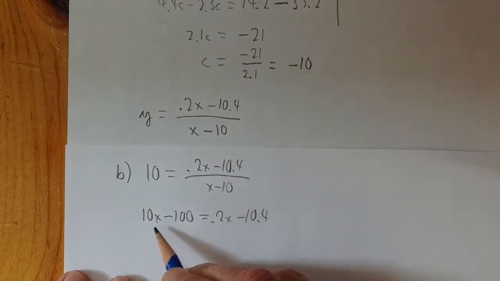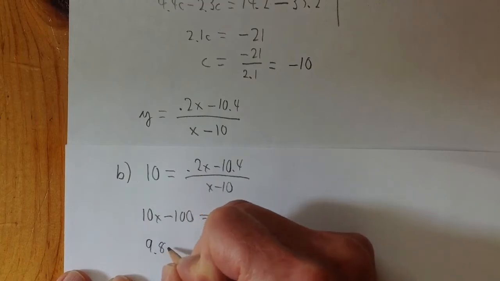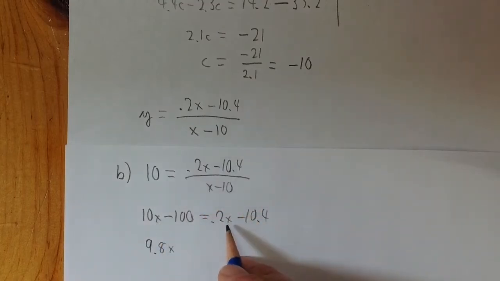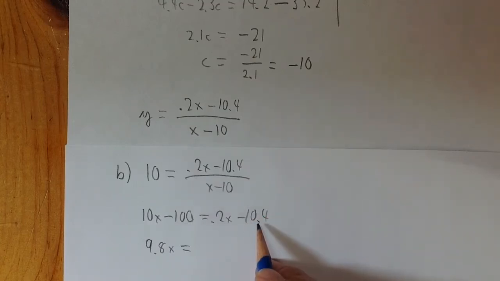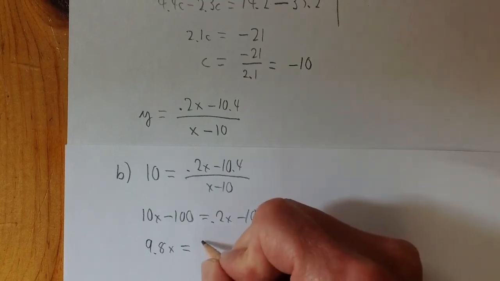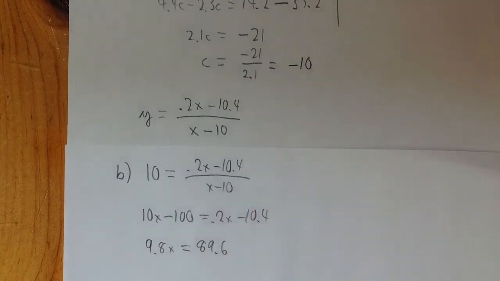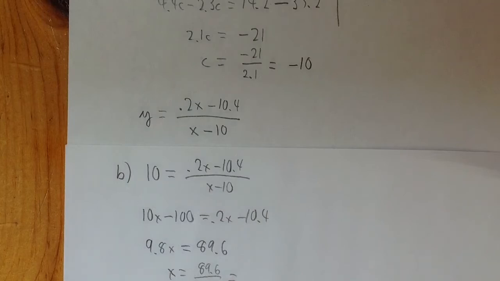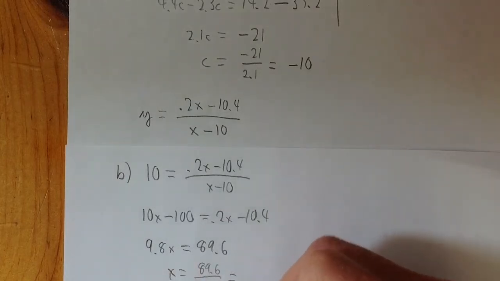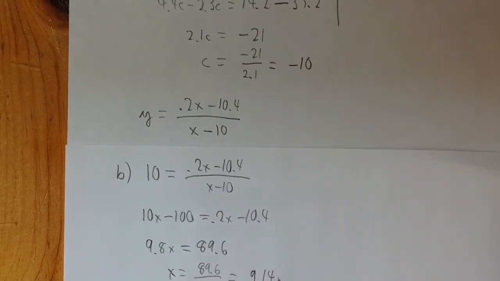Put the x's over here. 9.8x, I think, right? 10x minus 0.2x is 9.8x equals, put the 100 over there. So 100 minus 10.4, that'd be 89.6. I better do that in the calculator to make sure. And yeah, that's right. So x is equal to 89.6 divided by 9.8, which is 9.14. That's good enough. So 9.14 meters, he goes in and it reads 10.